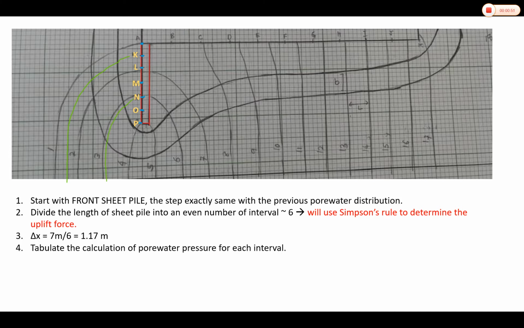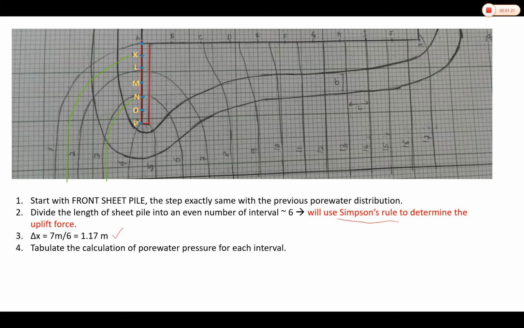So what we need to do is divide the length of the sheet pile into an even number of intervals. Since the length is 7, we need that even number, because later we will use Simpson's rule to determine the uplift force. So we use 6. So 7 meters divided by 6, so each interval or each point will have a distance of 1.17.